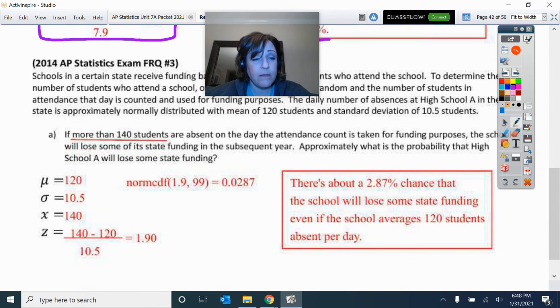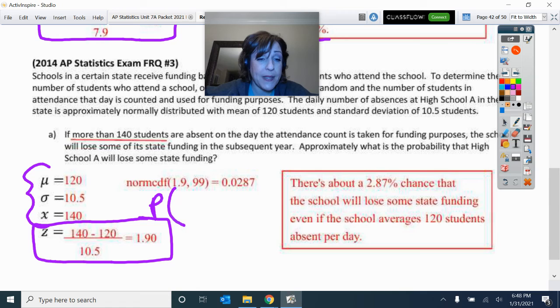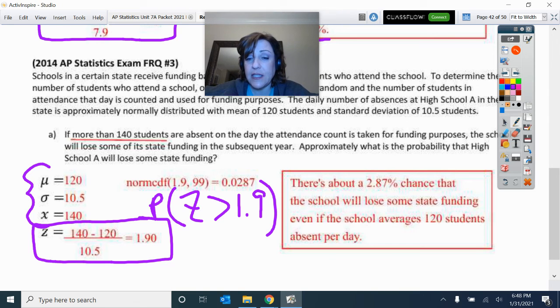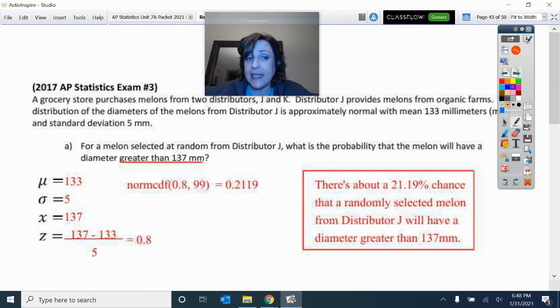Here we again have another one. If more than 140 students are absent, then they will not qualify for the funding. So here we then had this data given to us, so we get our z-score. And so what proportion of the school days do they run the risk of not getting funding? So the probability that you get a z-score greater than 1.9 are the days. And so then that is just 2.89%.